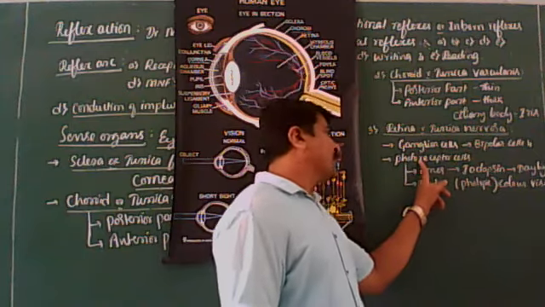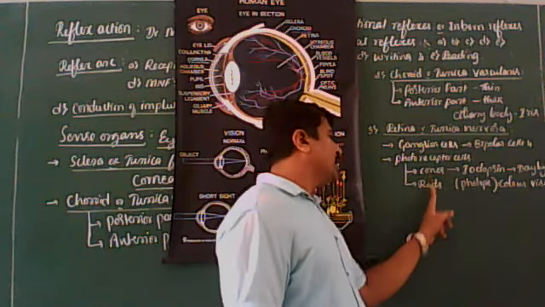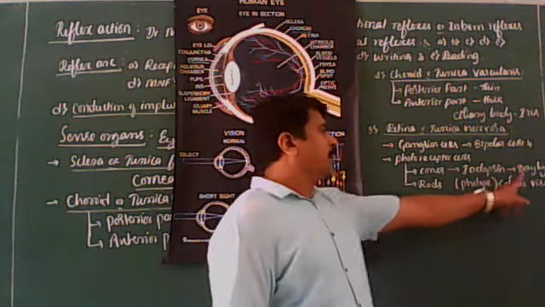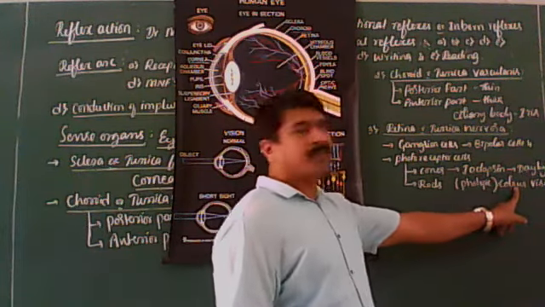So there are two types of photoreceptor cells, cones and rods. Cones contain the photopigment called iodopsin, responsible for daylight and color vision.